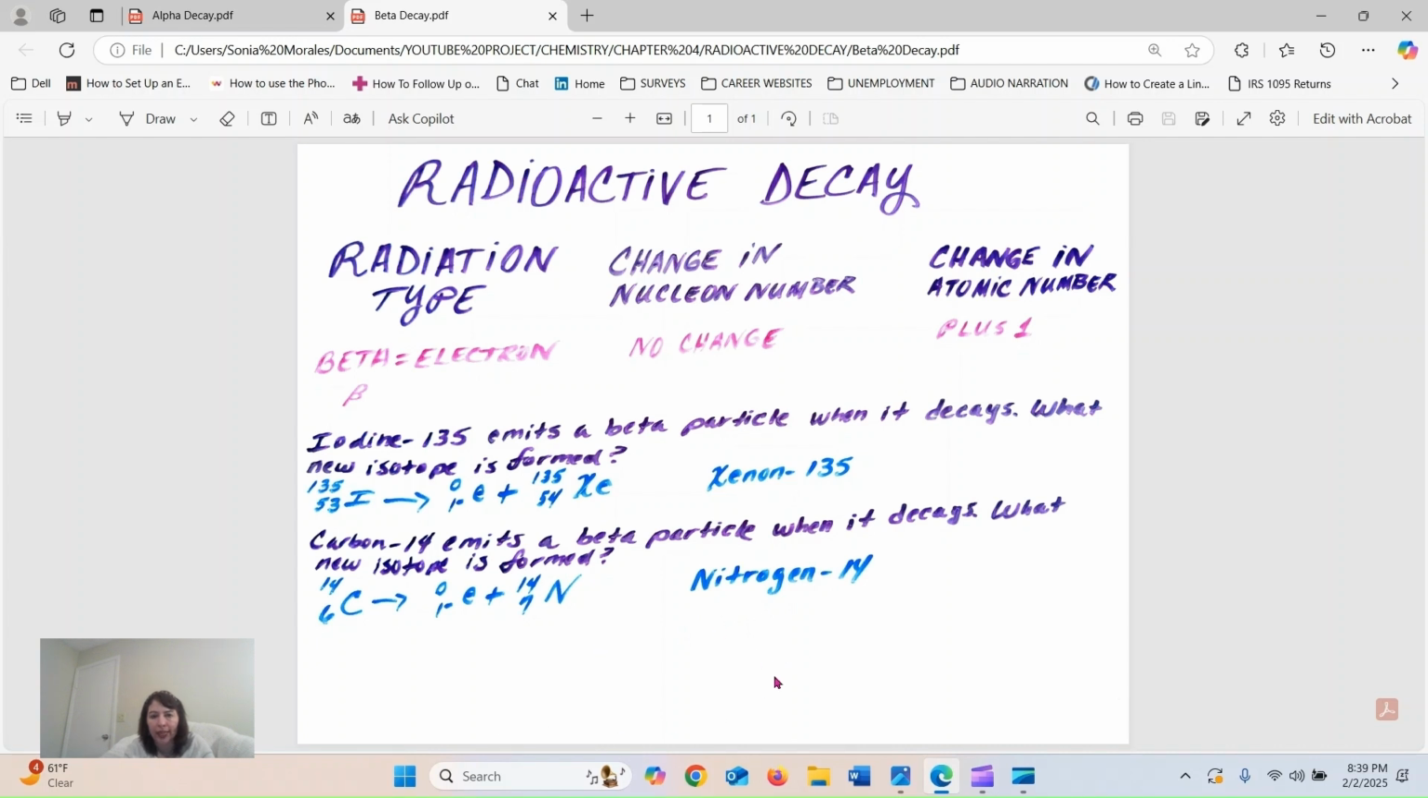So that's beta decay. And guess what? Gamma decay I'm not going to go over because there's no emission of particles and there's no equations to go over. So that's that in a nutshell.